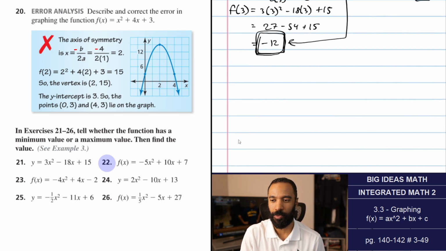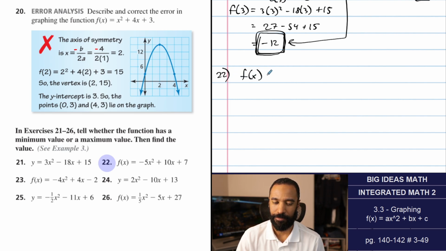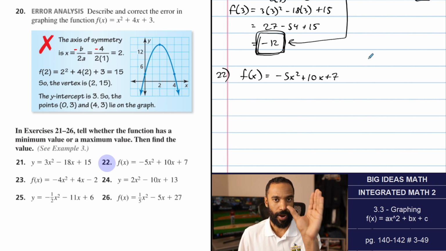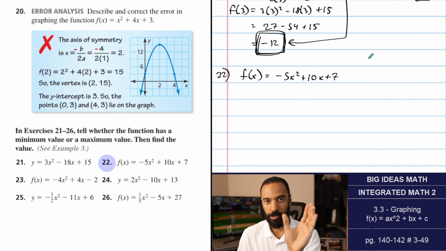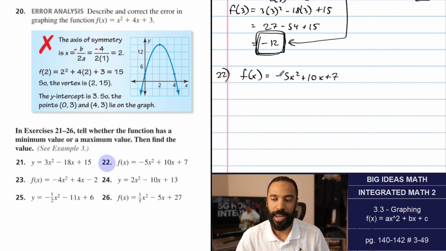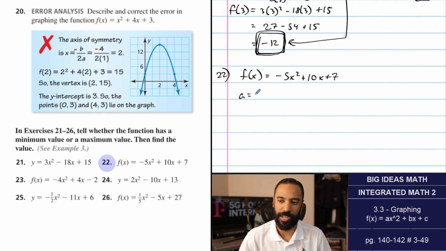F of x equals negative 5x squared plus 10x plus 7. Now I mentioned that a graph has a minimum when it's right side up, when a is positive. It has a maximum when it's upside down, when a is negative. This a is negative 5. Negative 5 is less than 0. This has a maximum.